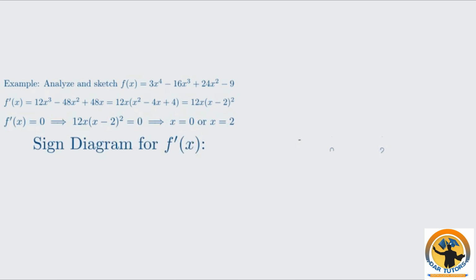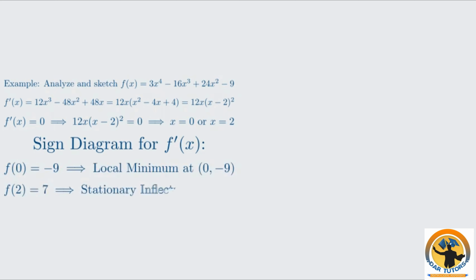For x less than 0, f prime of x is negative. For x between 0 and 2, f prime of x is positive. For x greater than 2, f prime of x is also positive. The sign changes from negative to positive at x equals 0, indicating a local minimum. At x equals 2, the sign does not change, which suggests a stationary inflection point. The coordinates are 0, negative 9 for the local minimum and 2, negative 7 for the stationary inflection point.